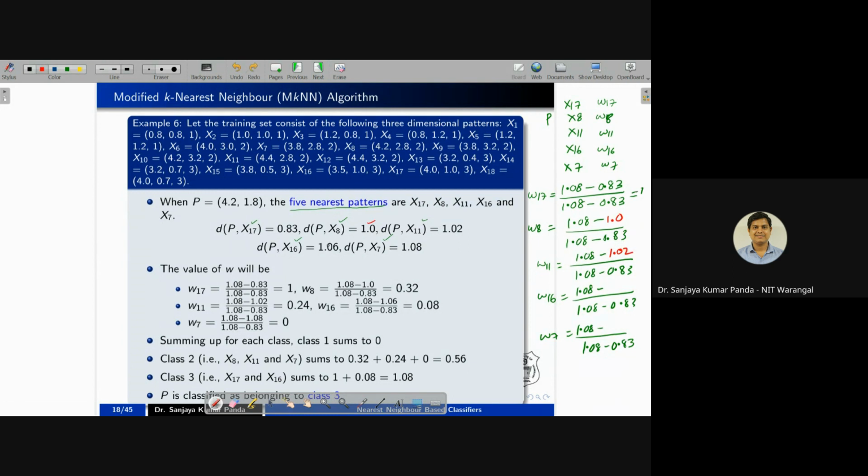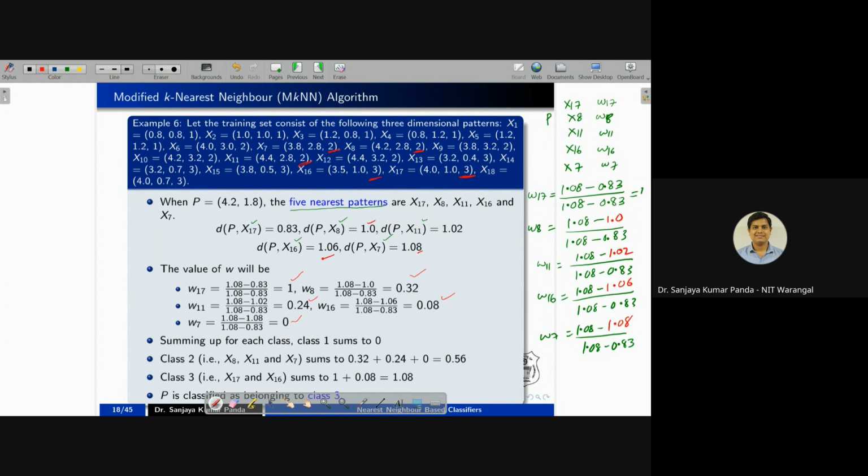Okay. Next I'll put 1.06. I'll put 1.08. Right? So now you got the weight values as 1, 0.32, 0.24, 0.08, and 0. And what are the class levels of these 5 samples? X17, 3. X8, 2. X11, 2. X16, 3. X7, 2. So majority you are getting which class? Second class, right? You can see 2 has 3 votes and 3 has only 2 votes.